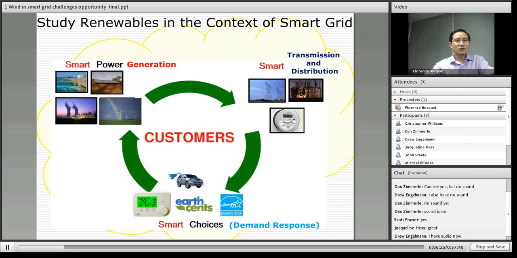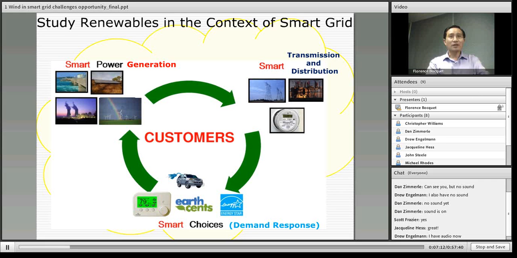So I want to talk a little bit about the renewable energies, but in the context of smart grid. My view of smart grid is that we have three components or three subsystems in smart grid. We have smart power generation, we have smart transmission and distribution, and also smart choices in terms of demand response. We have heard a lot about smart grid, especially in Boulder. I think Boulder, Xcel Energy has done some experimental smart grid.